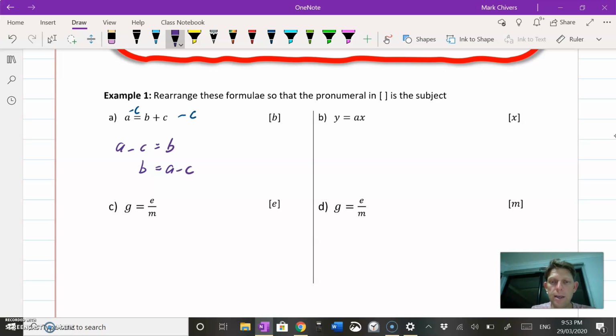So for this second example, what's A doing to X? It's being multiplied by X, so we just divide both sides by A to get rid of it, and we're going to then end up with y over A equals X, and there we have X as the subject of the equation.